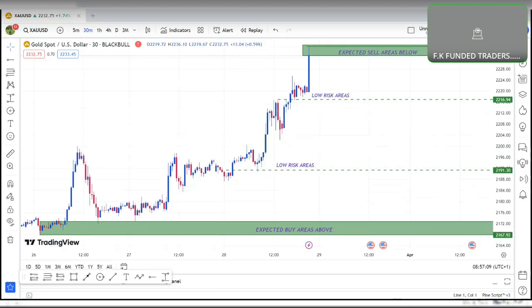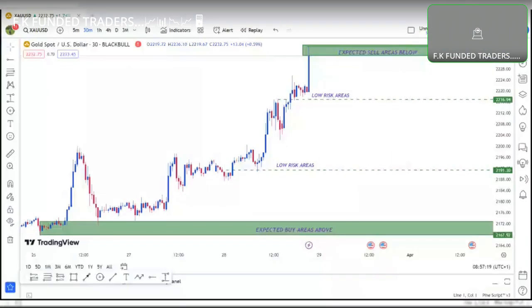So my traders on the live, I'm seeing Hans, Hassan, Sharif, you can tell me your view. Unmute your screen and give me what you say on gold.